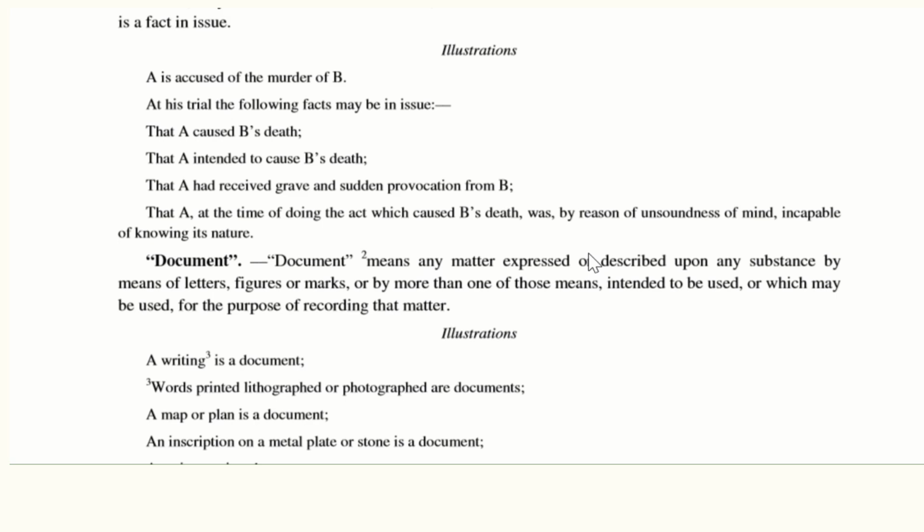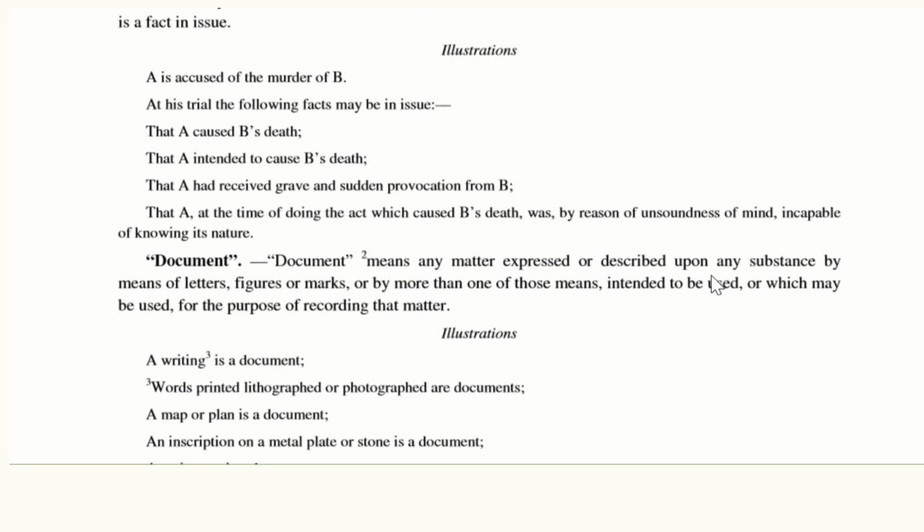A has received grave and sudden provocation from B. So now, B is doing something or saying something which is provoking A, due to which he has done something, or he has murdered B. In all these cases, A has received grave and sudden provocation from B. Now, let us see the next aspect.